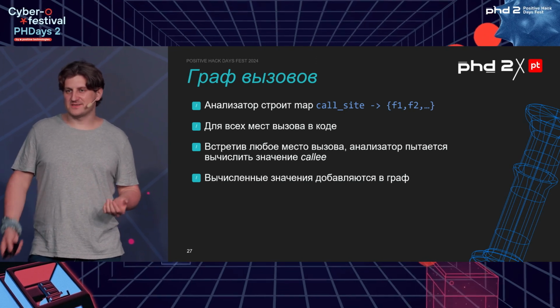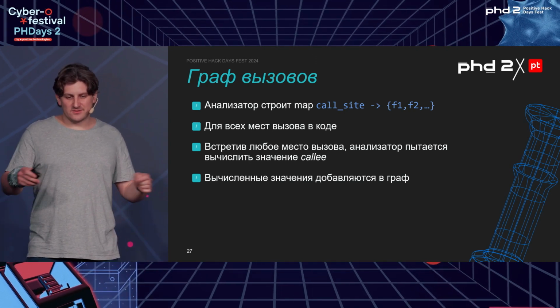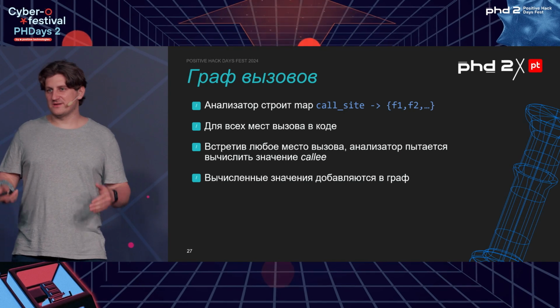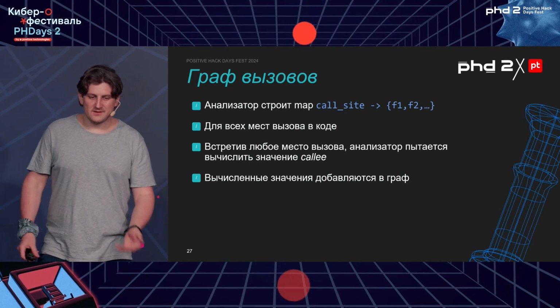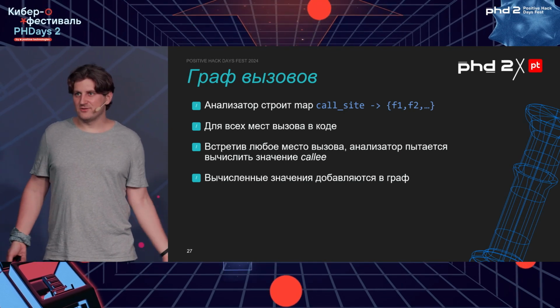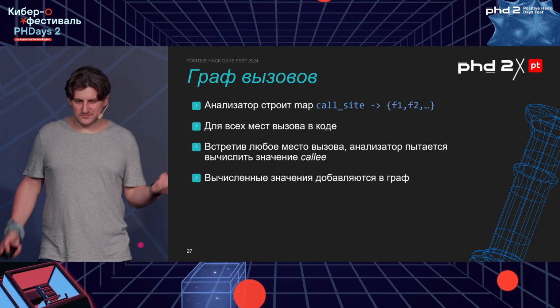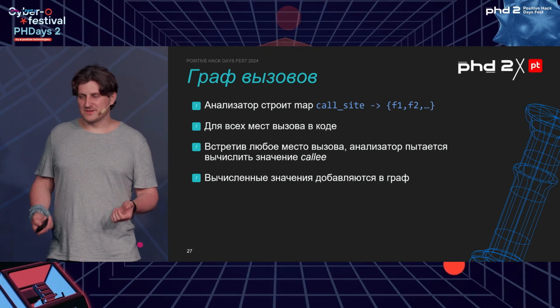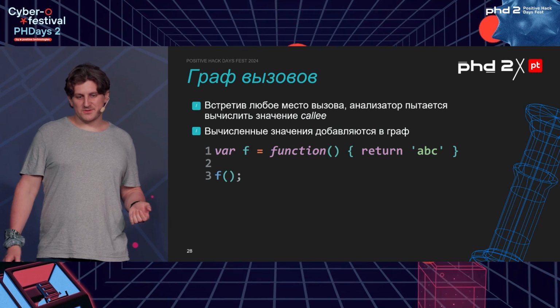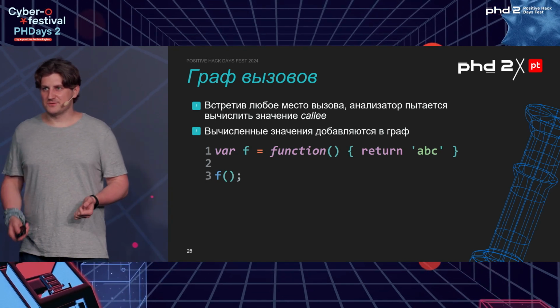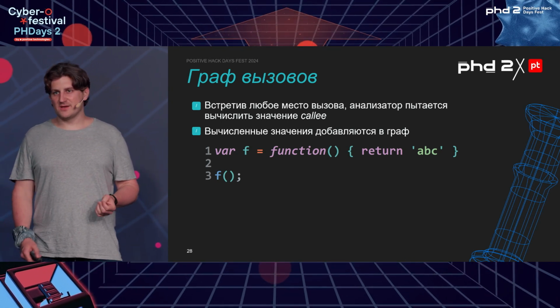Once you find any call site as the analyzer is going around the AST tree, it will try to compute the value of the callee. If it succeeds, it will add it to the map, or to the call graph. It will add a separate record. Now let me show a specific example. Let's start with a simple one.